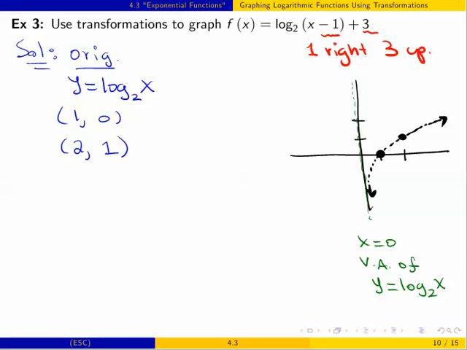So in this case, let me draw it in blue. So I'm going to take this point 1, 0. I'm going to move it 1 unit to the right, okay, right here, and then 3 units up. So I'm going to go 1, 2, and 3, and so my new point, it's this one.